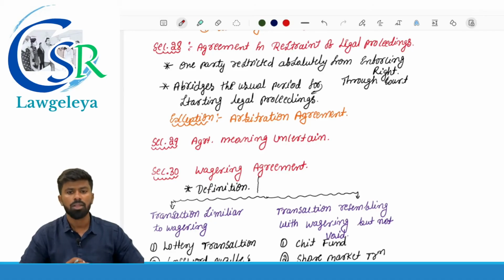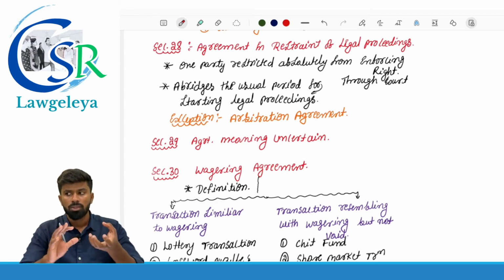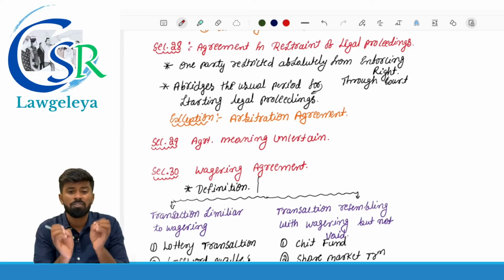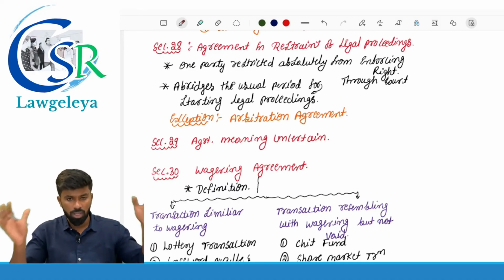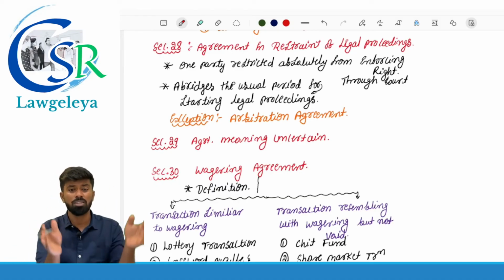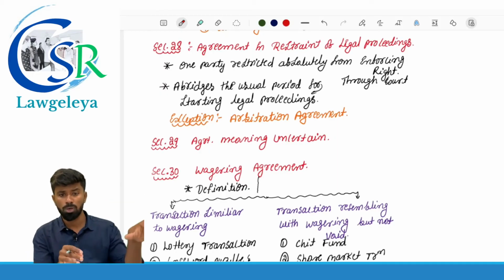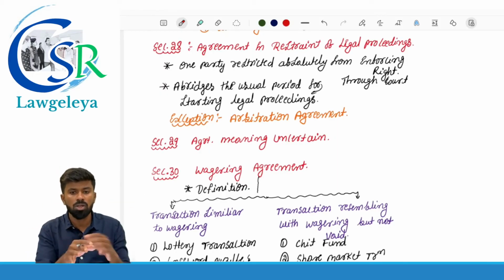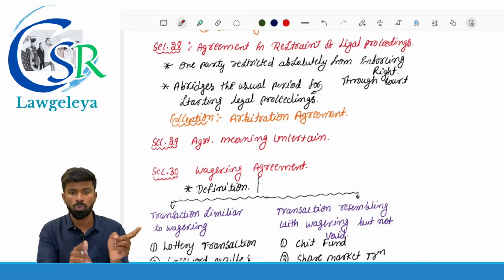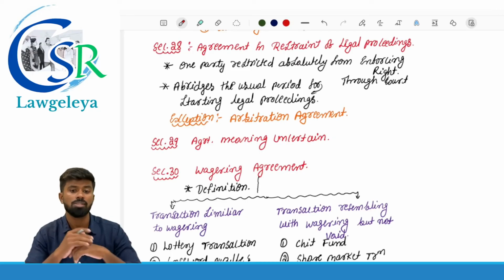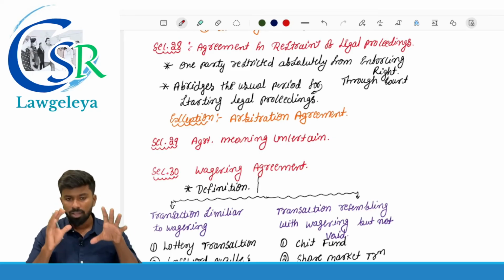I repeat, any agreement by which one party is restricted absolutely from enforcing the right in court, or where the parties abridge the usual period for starting legal proceedings, such agreements are void. But the exception is an arbitration agreement, where parties agree to refer their dispute to arbitration, not to the normal court. Is that agreement valid? Yes, because they are not restraining the parties absolutely. They are just saying that instead of going to the court, they will go to whom? Private parties who are called arbitrators. Is that agreement valid? Yes, it is valid.